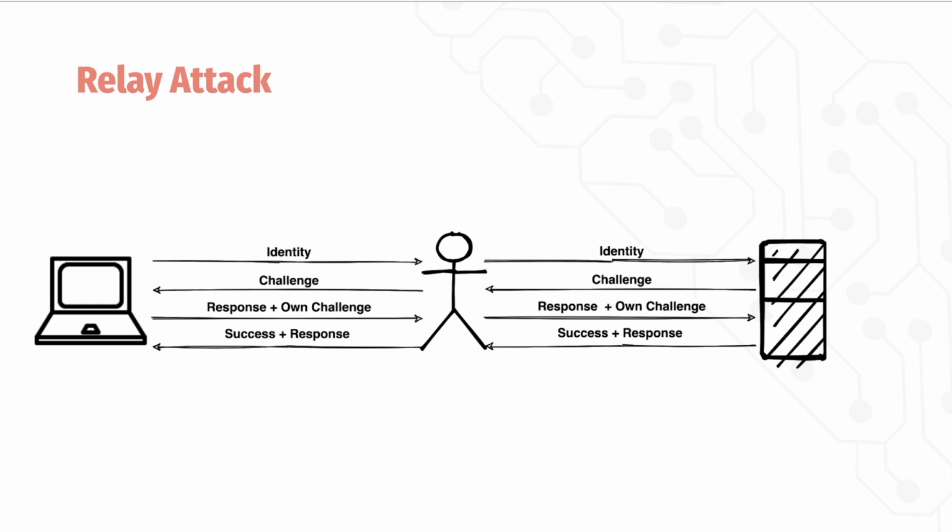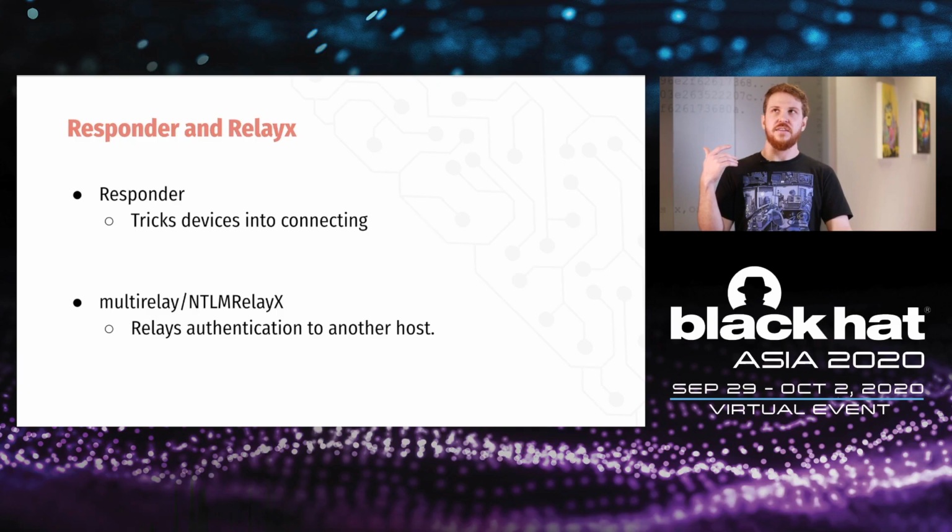You can see in this diagram, the identity comes in. Rather than handling the identity, we pass it directly off to a server. The server sends back a challenge. Rather than handling that, we once again just send it to the client, and so on and so forth. So this allows us to connect to the server while abusing someone else's authentication attempt.